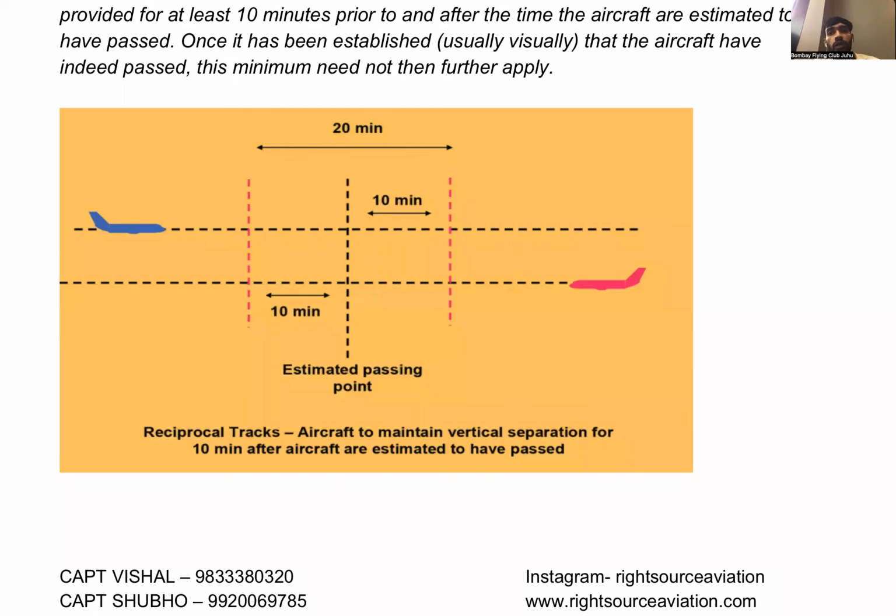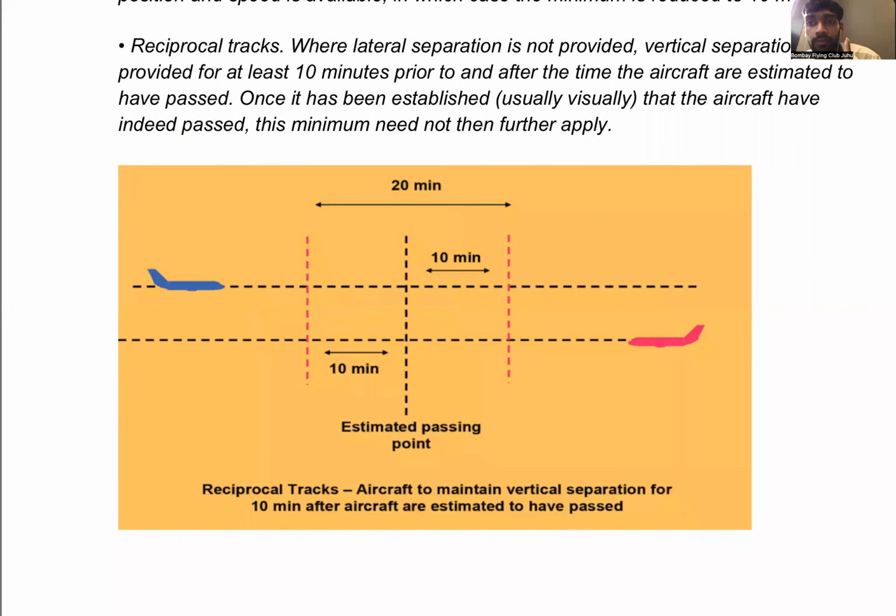So the reciprocal track traffic separation is such that vertical separation shall be provided between these two aircraft from the common meeting point, 10 minutes prior to the meeting point. So whatever the meeting point of these two is, I have to provide them vertical separation 10 minutes before it, and they are supposed to maintain that vertical separation until they are 10 minutes away from each other. Total of 20 minutes. Are you getting this? Yes, sir. So that is what reciprocal traffic separation is.